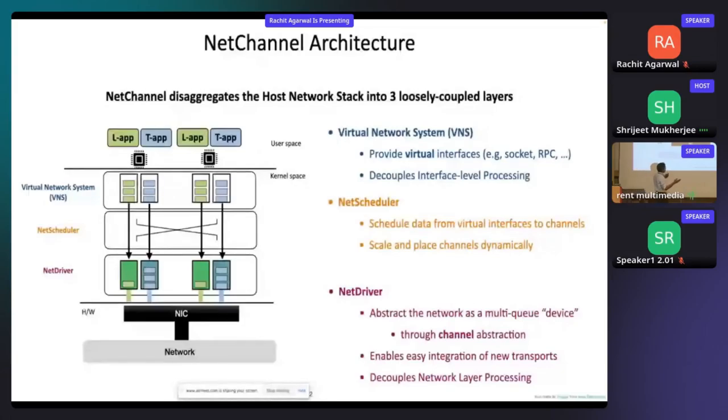If I have multiple applications sharing, I can actually separate them out. For example, in this particular example, if I was co-locating one latency-sensitive app and one throughput app on core 0, and one latency-sensitive app and one throughput app on core 1, the system should be able to schedule and reallocate the cores in a way that latency applications are isolated from throughput-bound applications. And the network stack should be able to do that. It should not be the goal of the person who is doing fine-tuning to spend all the energy in doing this. Okay, so this net scheduler, just like block IO schedulers, enables very flexible scheduling policies that can be implemented between the device queues and the application queues. Okay, so these are the three layers: virtual network system, net scheduler, and net driver.